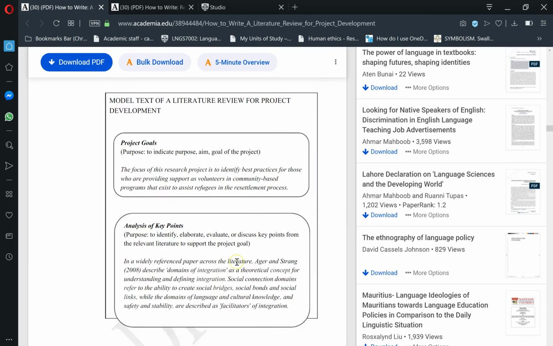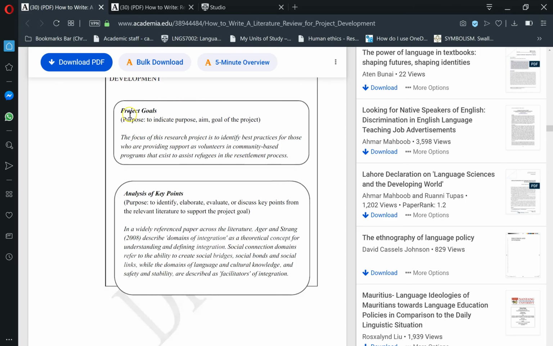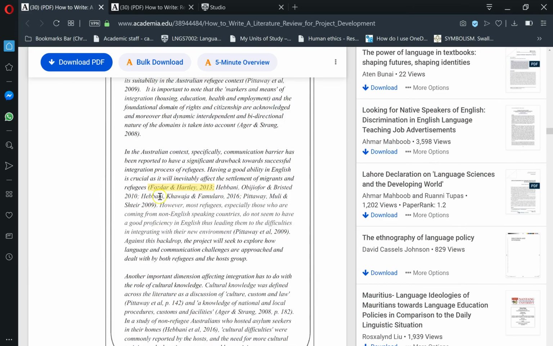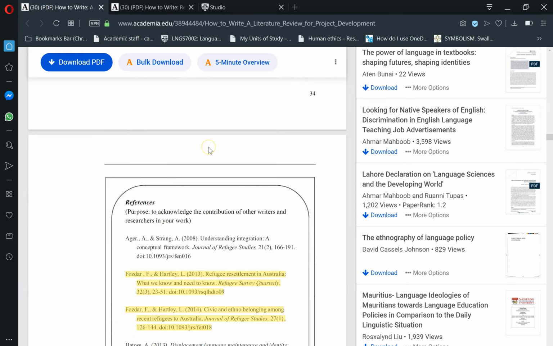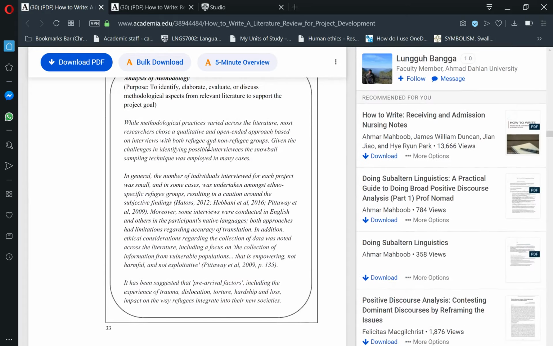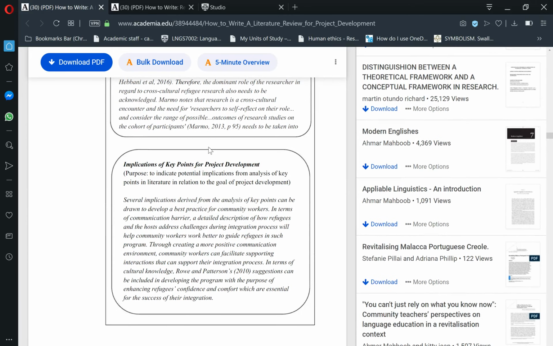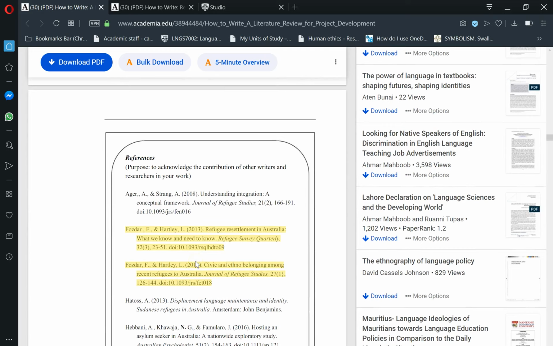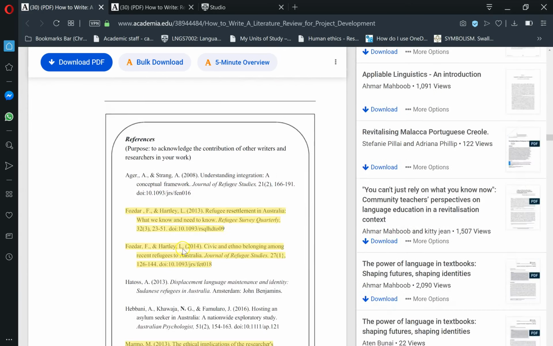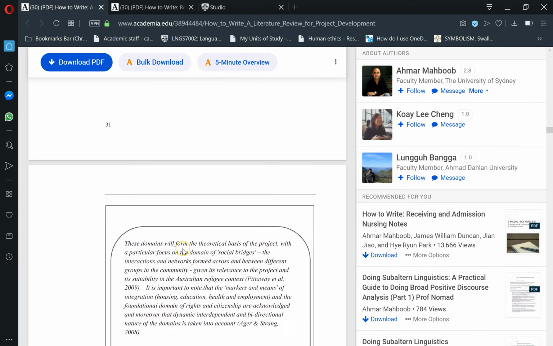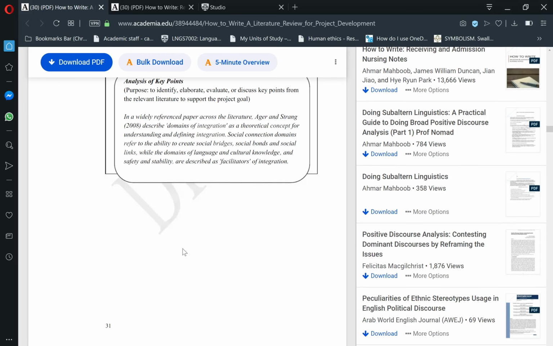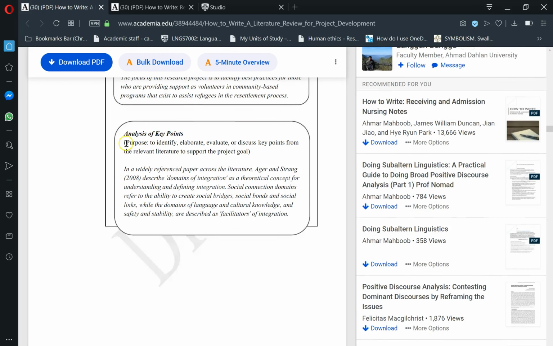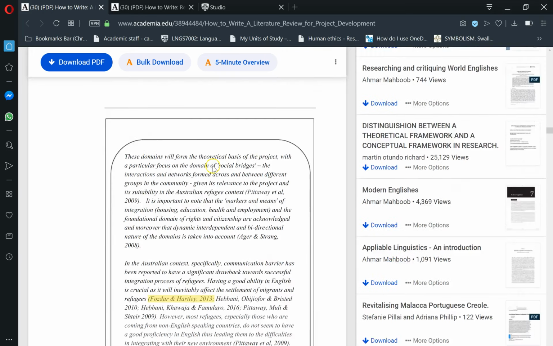This is a model text. Here we go. This is the first stage, the second stage, third stage, fourth stage. Oh, am I missing one? I think there's a fifth stage missing, and then the references. But as you can see, they provide the students with a model text so that they can actually see what it's meant to look like. And they tell them what the purpose of each of these stages is.